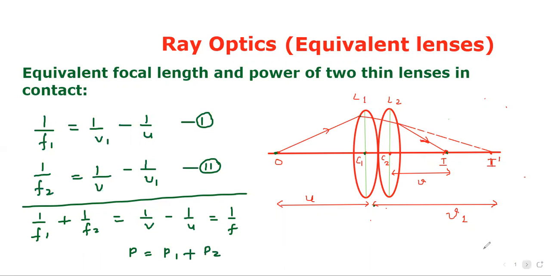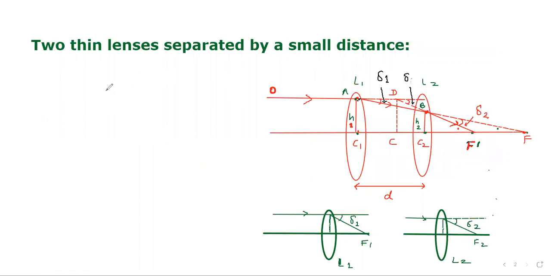Now let's consider the next case. Two thin lenses separated by a small distance. Here these are two thin lenses L1 and L2. They are separated by distance D. Now here separate diagrams are shown to see the deviation produced by the two lenses. So L1 produces deviation delta 1 and L2 produces deviation delta 2. Although here manifestly things are not shown, so for clarity, these two diagrams are given.